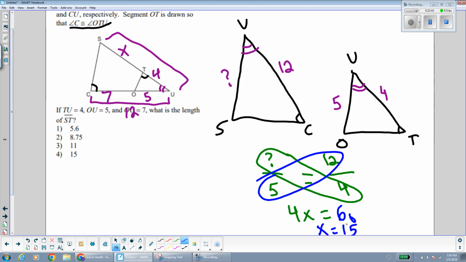But that is not the answer because that's this whole side from the big triangle, SU. We need to find ST. So if we do 15 minus 4, we get 11, which is what we're actually looking for.